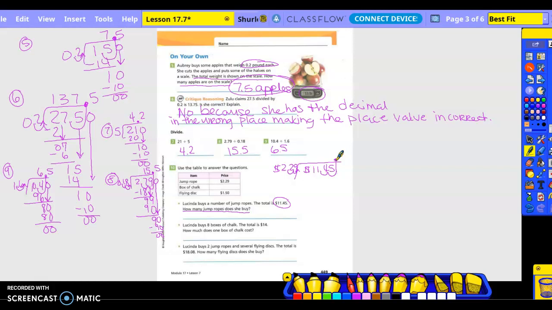229. Does it go into 1? 11? 114? Nope. So we're going into 1,145. How many times do you guys think? 5. Okay, let's try it. 5 times 9 is 45, put the 5, carry the 4. 5 times 2 is 10, plus 4 is 14, put the 4, mentally carry the 1. 5 times 2 is 10, plus 1 is 11.